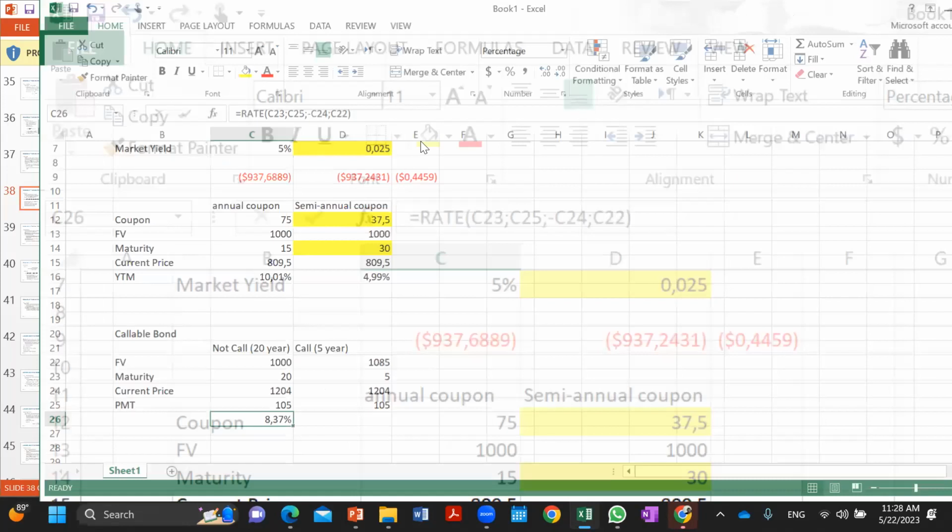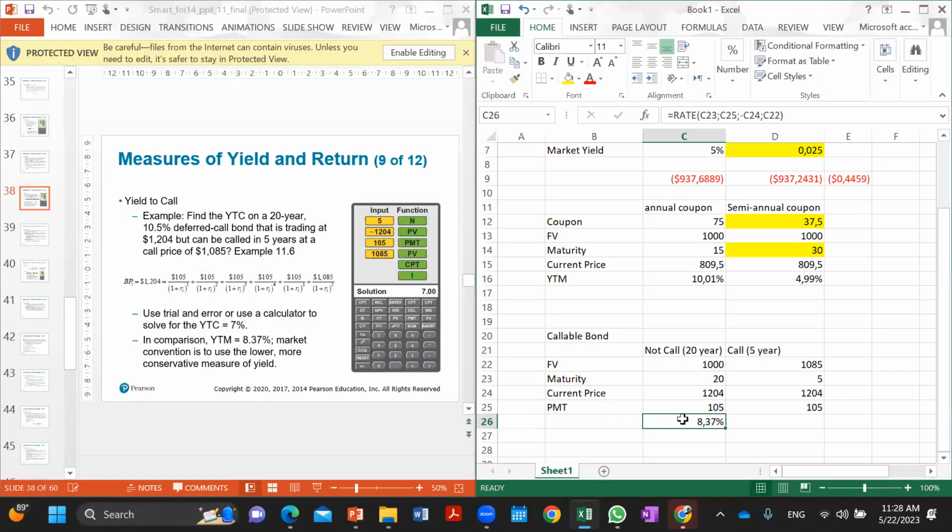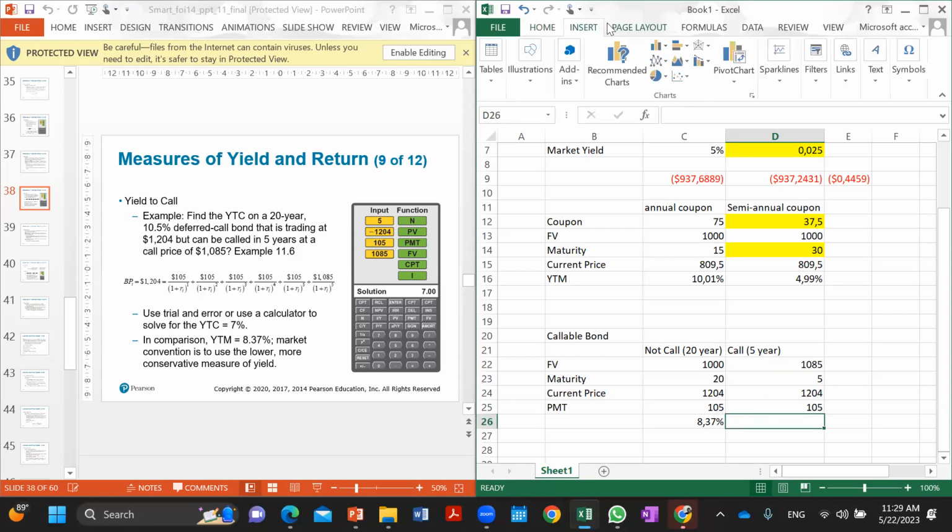So the yield to maturity is 8.37%. Now let's assume that this bond is called at 5 years. So they will not pay you the face value at maturity, but they will make it faster. They will call the bond in 5 years. So let's try to calculate the yield to call.